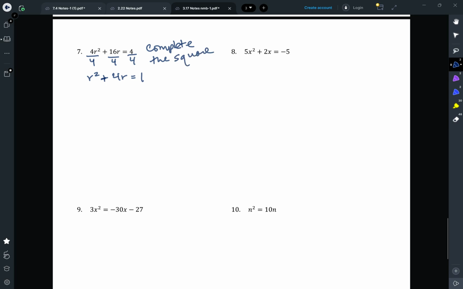On the next one, this is going to be quadratic formula. I definitely cannot factor this. So I'd have to start by adding 5 on both sides. 5x squared plus 2x plus 5 is equal to 0. So a would be 5, b is 2, c is 5.